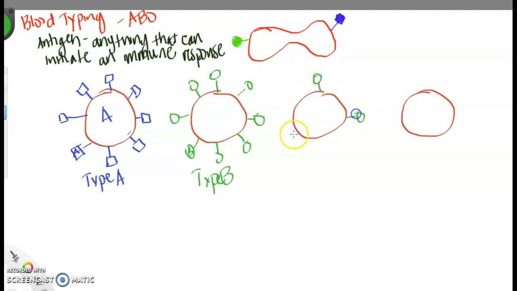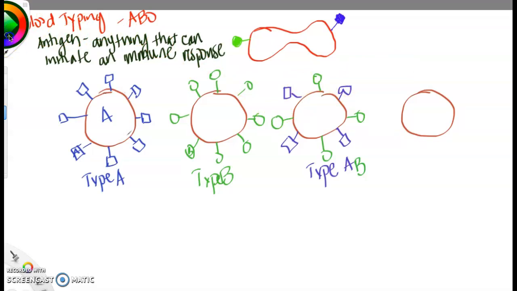If you have B antigens and A antigens on your blood cell, then you are going to be type AB blood. If you don't have any antigens on your blood cells, then you are type O.